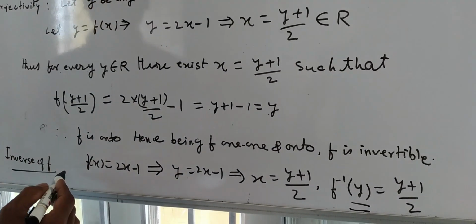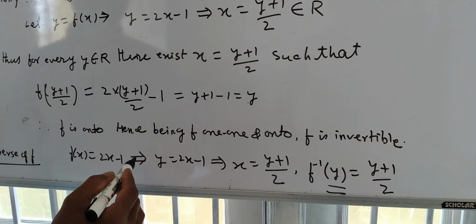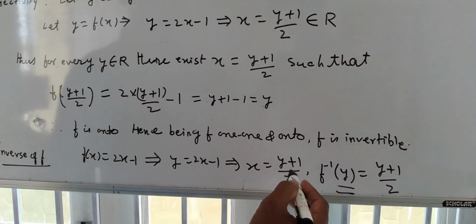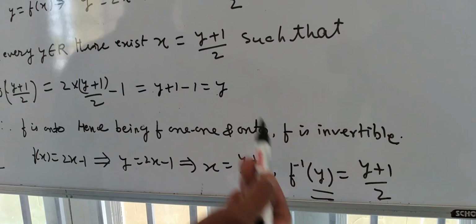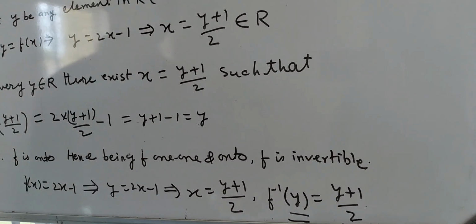And for the inverse of f, put f(x) equals 2x minus 1. This implies y equals 2x minus 1. So x in terms of y is (y plus 1) by 2. f inverse (y) equals this. So this is the inverse of the given function. That's all. Now your question is over.